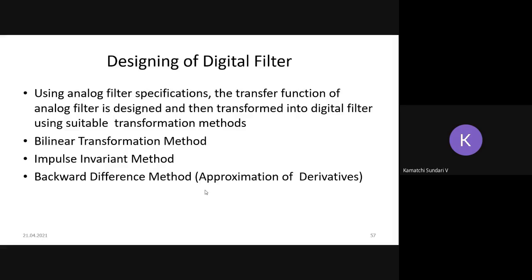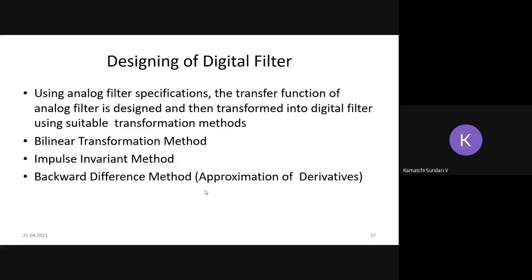Simply by changing the filter coefficient, we can change the frequency response. And in the case of designing a digital filter, we use the analog filter specification. Analog filters can be low pass filter, high pass filter, band pass filter, and band reject filter, right? So all these come under the filter category. For the analog filter specification, we are given the passband and stopband and the lower cutoff and upper cutoff frequency, everything we are given, isn't it? So using the analog filter specification, the transfer function of the analog filter is designed and then transformed into the digital filter using suitable transformation methods.